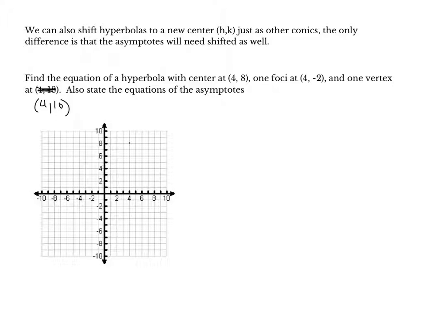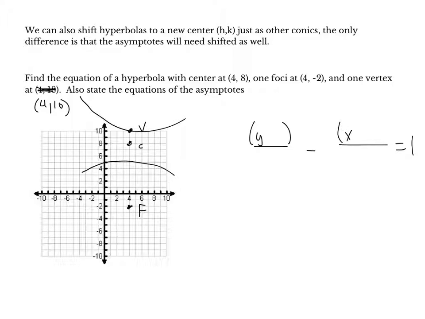(4, 8). It has a foci at (4, -2), which is way down here, and a vertex at (4, 10). I had to correct that, so I crossed it out here, but it should be correct on your notes. So here's my center, here's my vertex, and here's one of my foci. So I can see that the vertices are on the y-axis, so somehow this hyperbola will go up and down, something like this. Okay. So when I'm looking at my equation that I'm trying to form, I know the y will come first because it has a transverse axis on the y.